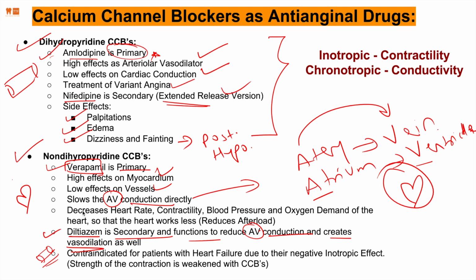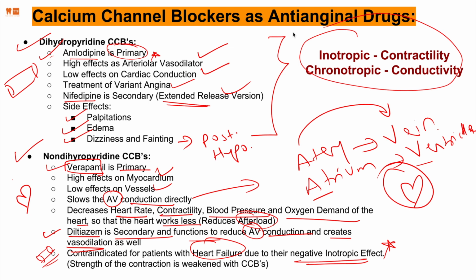It decreases the heart rate, contractility, blood pressure, and oxygen demand of the heart, so the heart works less and therefore reduces afterload again. This classification is contraindicated in patients with heart failure due to negative inotropic effect. Okay, so what is inotropic? I'll draw your attention here, you guys. Inotropic is contraction, so pumping of the heart, like the stroke that is felt. And chronotropic relates to the rate and conduction through the heart.